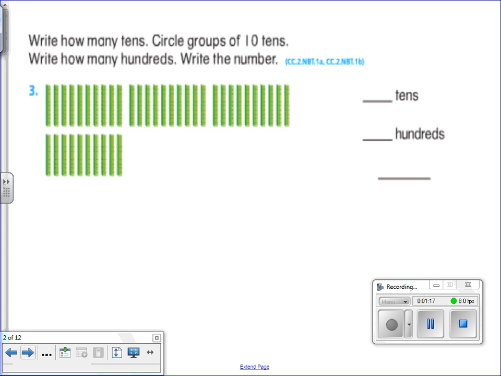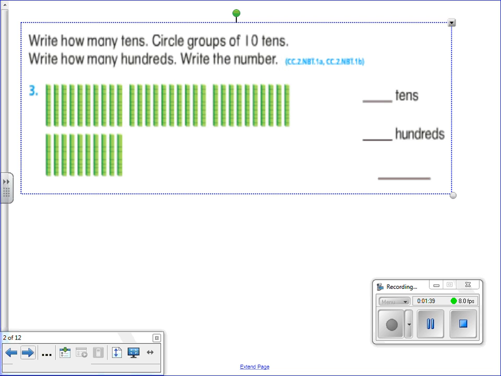Write how many tens, circle groups of tens, 10 tens, and write how many hundreds, then write the number. Lots of directions there. So let's start with counting the tens. Raise your hand if you skip counted these tens by groups of 10. Good job. So you could really skip count these. You know that these are groups of 10 tens. So you can skip count.